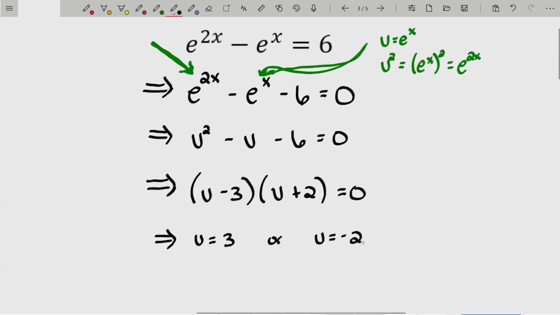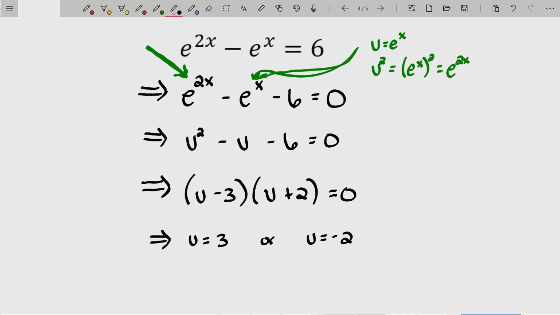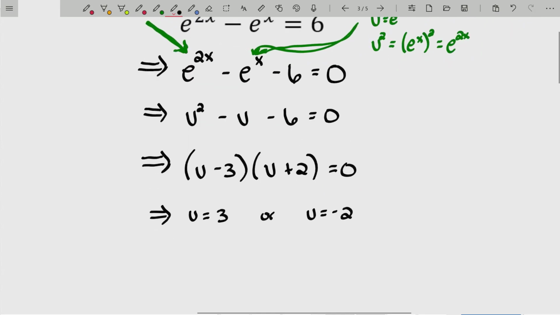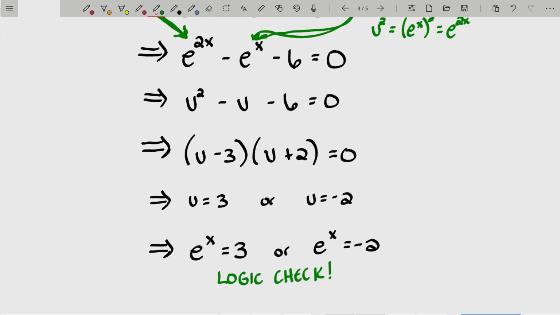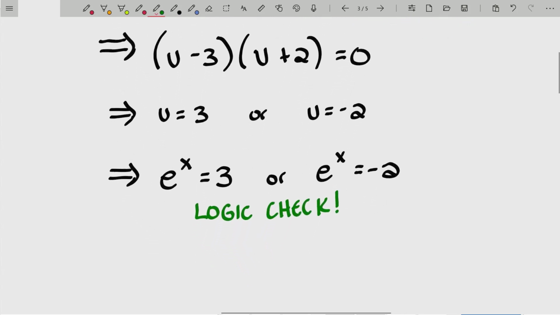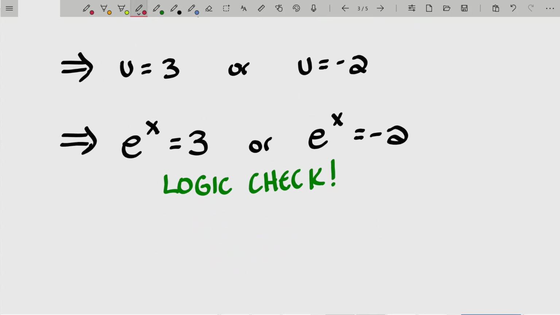You didn't start in the world of u's, so you have to trade back out. Do a resubstitution. u is e to the x. So this implies e to the x is 3, or e to the x is a negative 2. Logic check. Exponential functions are always positive. Well, that throws out any need to look at that. Notice I completely avoided working with one full equation just because exponential functions are positive, not negative. So I could throw that part out.